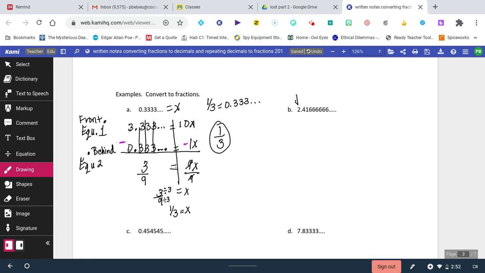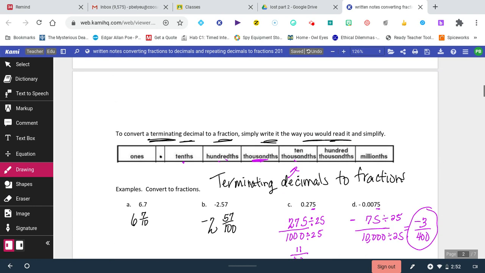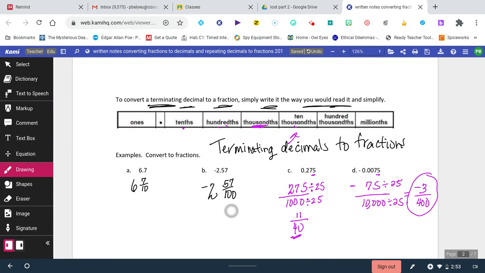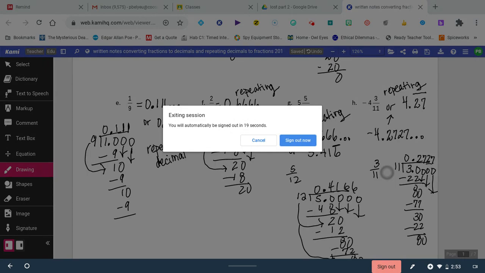All right, let's take a look at B. You see this number right here? I'm going to completely ignore that number. Okay? So I'm going to go back to this. That was a whole number. You see how we had whole numbers here, and I just wrote 6. Had a whole number here, I put -2. Same thing here.